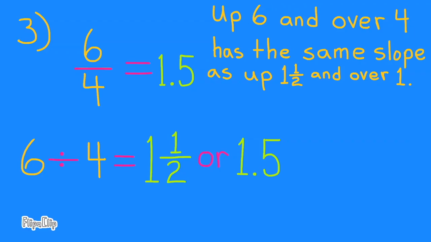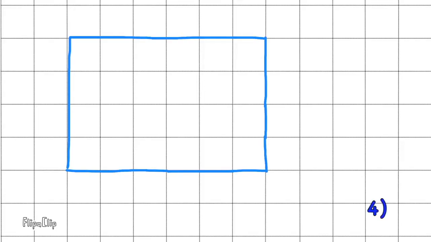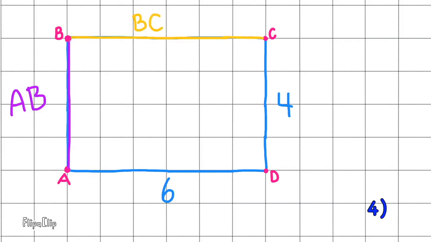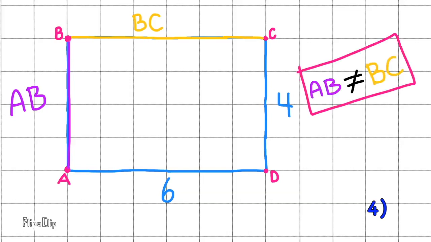Problem number 4 from 8th grade Unit 2, Lesson 7. A rectangle has length 6 and height 4. Which of these would tell you that quadrilateral ABCD is definitely not similar to this rectangle? Select all that apply. A. AB is equal to BC. Well, as you can see here, this rectangle, AB, is not equal to BC because 4 units does not equal 6 units.